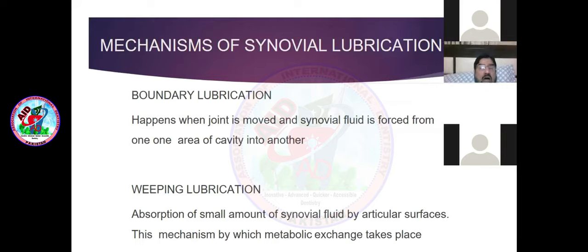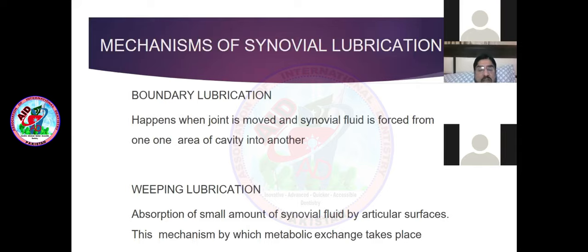Boundary lubrication happens when the joint is moved and synovial fluid is forced from one area of the cavity to another. That means there is a superior joint cavity boundary and an inferior joint cavity boundary. When the joint moves, this fluid moves from one joint cavity to the other, and it lubricates all the boundaries of the superior and inferior levels of the joint. Second is weeping lubrication.